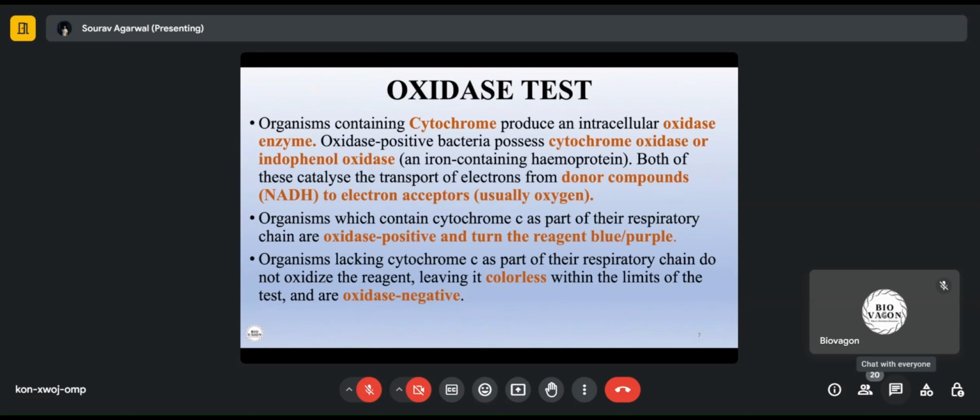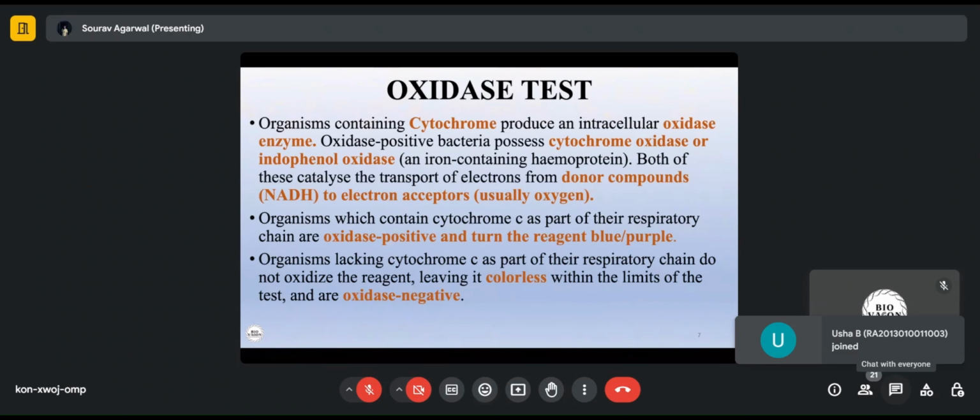You must have come across the terms cytochrome and electron transport chain in your bachelor's or master's days, like you studied it in photosynthesis. So there cytochrome comes into play, and there are different types of cytochrome. It is a protein, and there are different types: cytochrome A, B, C. These produce the cytochrome oxidase enzyme, which helps in the last step of the ETC, if you remember.